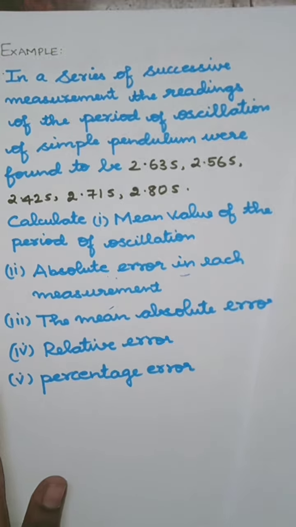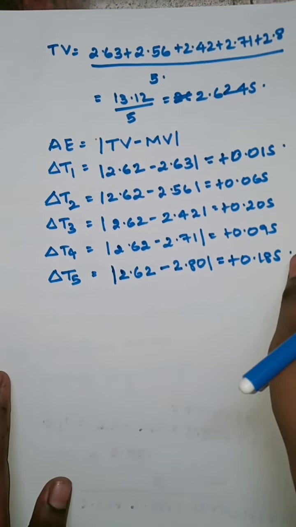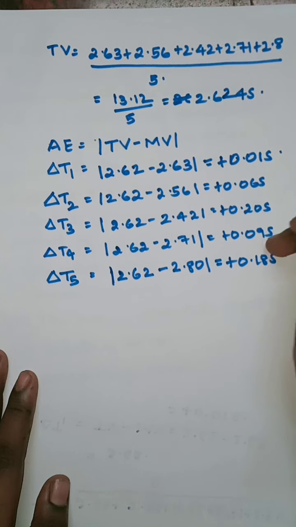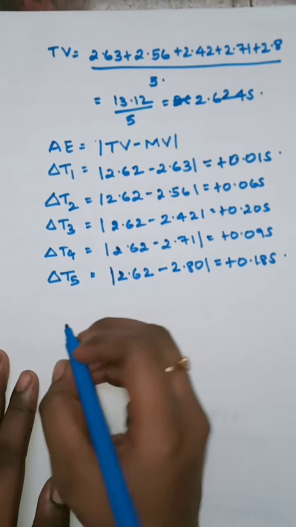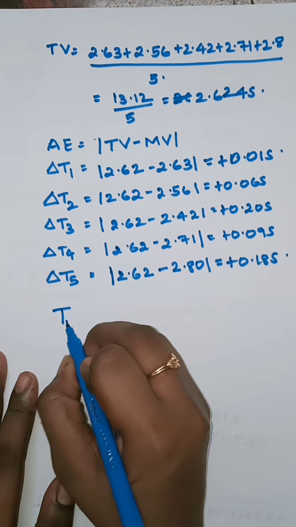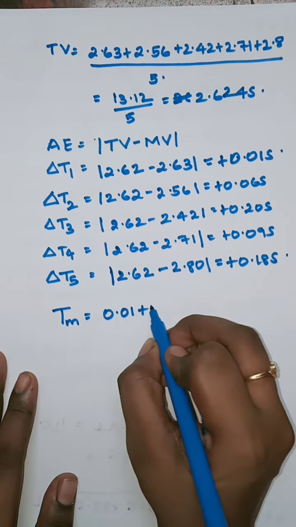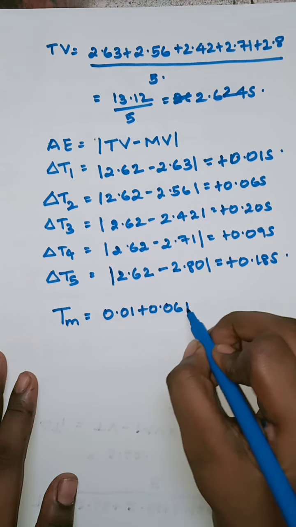Now the third question they are asking us is to find the mean absolute error. How will you find the mean absolute error? Simply add all these values and divide by the number of values present. So the mean absolute error is equal to simply the sum of all the absolute error values divided by the number of values.